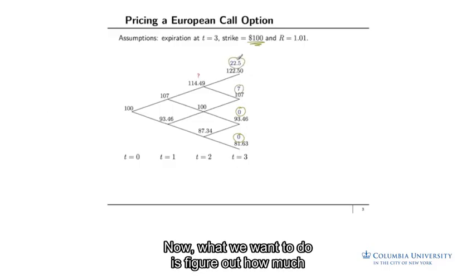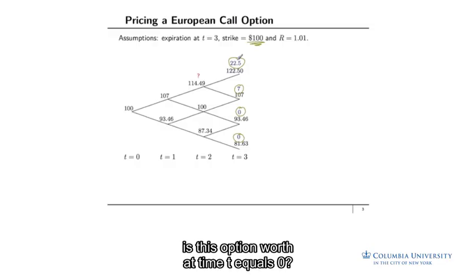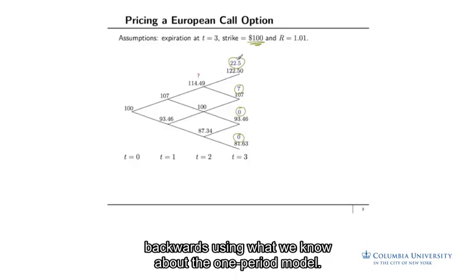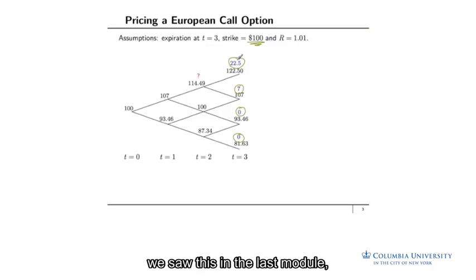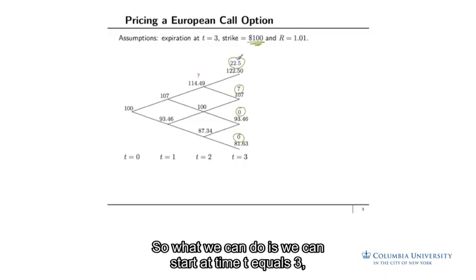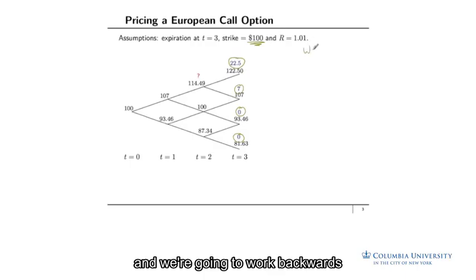And now what we want to do is figure out how much this option is worth at time t equals 0. In other words, what's the fair value or arbitrage-free value of this option? Well, we can do this simply by working backwards using what we know about the 1-period model. We know how to price options in a 1-period model. We saw this in the last module. We're going to do this here as well. So we can start at time t equals 3, and we're going to work backwards.